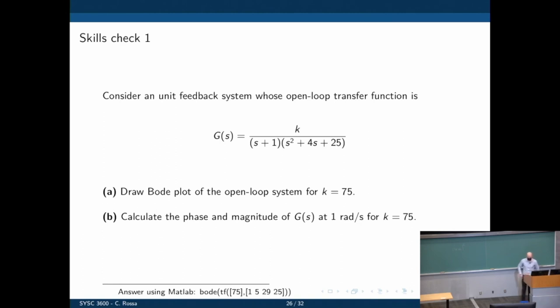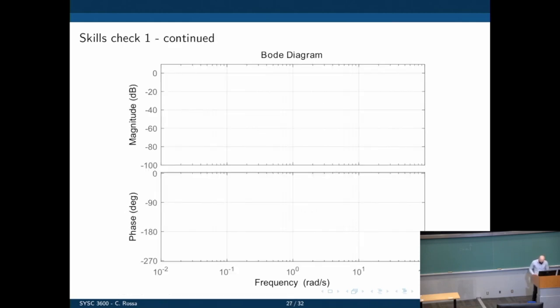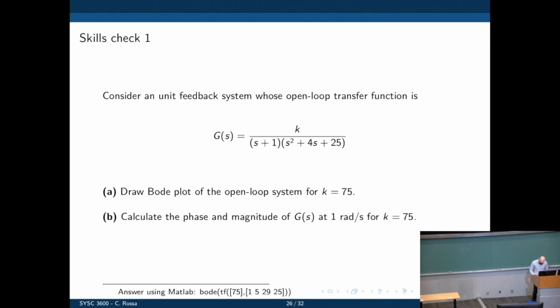Okay, so let's do skill check one. This is a unit feedback loop with an open loop transfer function like that. Draw the Bode plot for k equals 75, and then calculate the phase and the magnitude at 1 radian per second for k equals 75. Question B, we know how to do. I'm just going to do A. So this is 75 divided by (s plus 1)(s squared plus 4s plus 25). What do we do first?